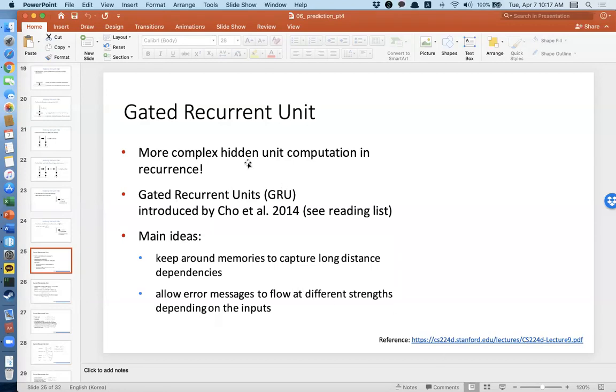By the way, this whole thing is borrowed from the very famous deep learning for NLP course at Stanford, taught by Richard Socher. So if you want more insights into all the different types of models and techniques for doing NLP, you can go there. The main idea of GRU is to keep around memories to capture long distance dependencies.